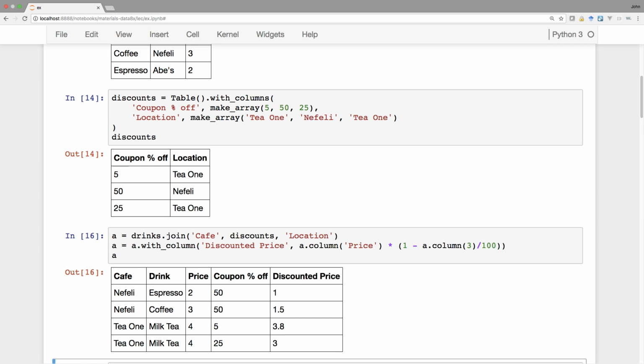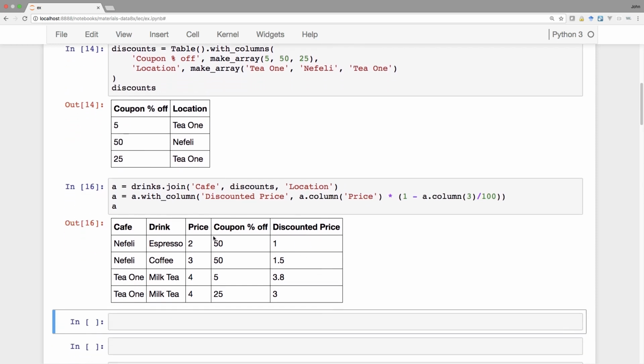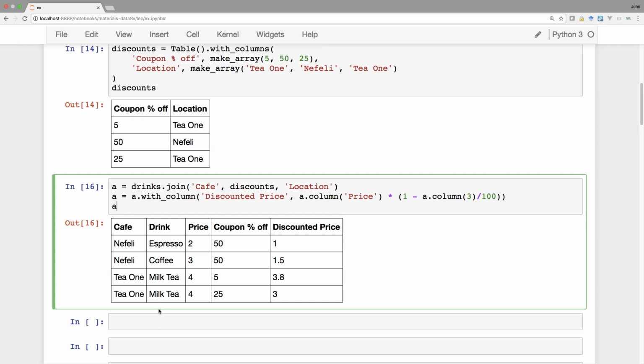Let's see what we have now. We have the discounted price. Looks right. There's the row we want, there's another row we want, and now the question is, how do we get just Nepheli Espresso 1 and T1 Milk T3? Now, of course, there's a simple way. We could just take those rows, but we want an expression that would work even if the set of drinks and the set of coupons were different. Something that would work generally for any set of cafes and any set of drinks and any set of coupons.